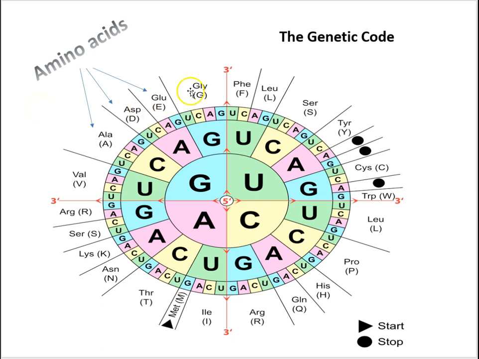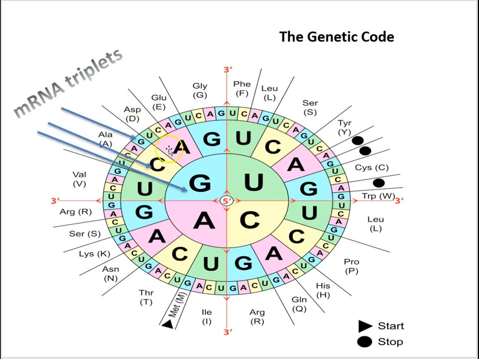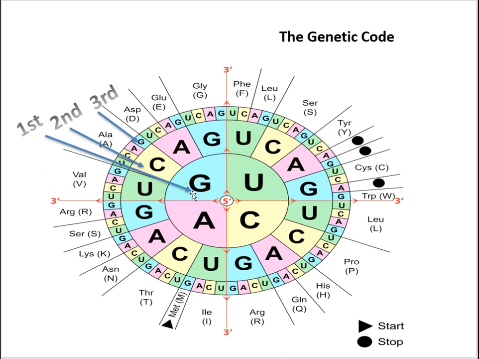Okay, so let's remind ourselves that these abbreviations on the outer part of the wheel are the abbreviations for the 20 different amino acids. And the letters here inside the wheel are the messenger RNA letters. And so we've got the inner wheel here, we've got the middle wheel of letters, and we've got the outer wheel of letters. And they correspond then to the positions of a triplet. So in the inner wheel, we have the messenger RNA letter that is in the first position of a triplet. And in the middle wheel, we have the second position, and the outer wheel then is going to be the third position in the messenger RNA triplet.